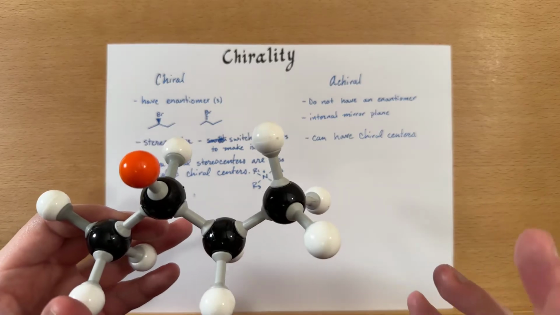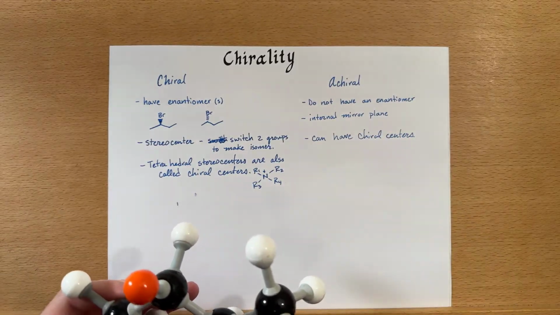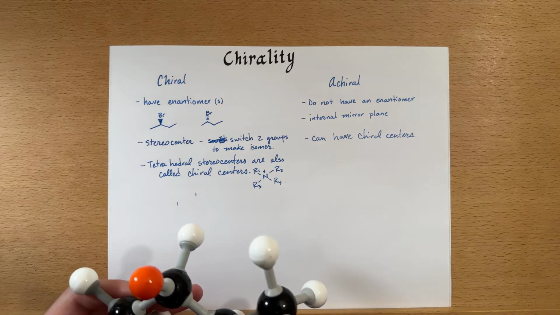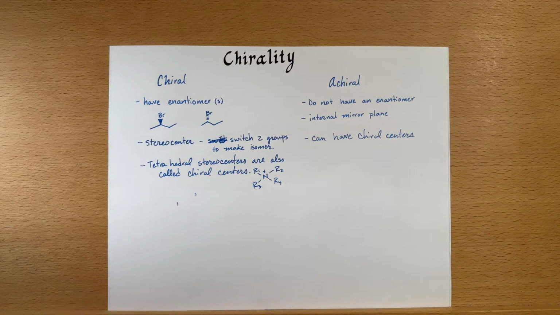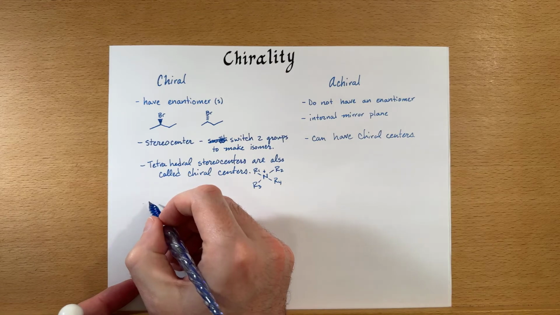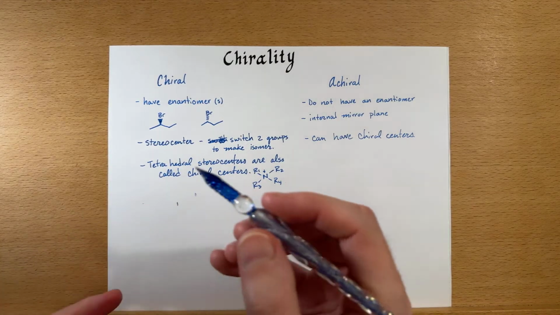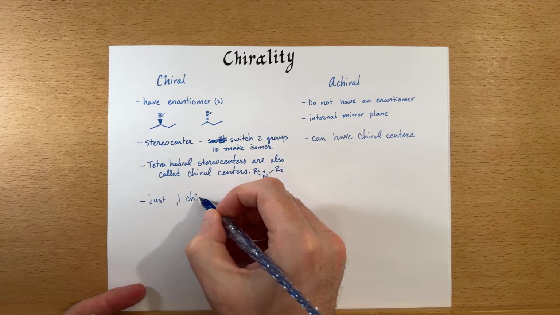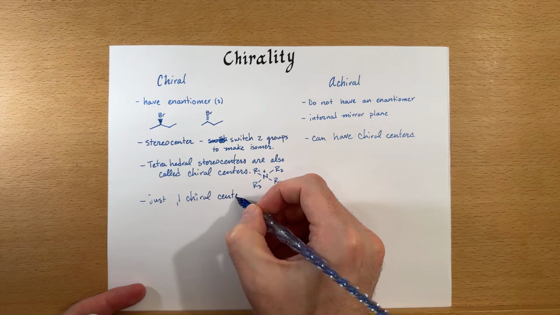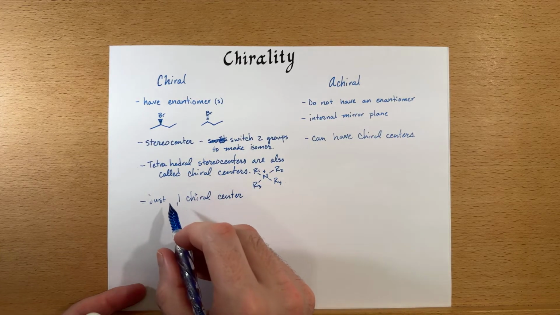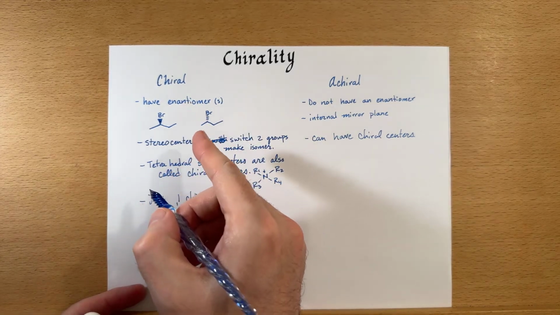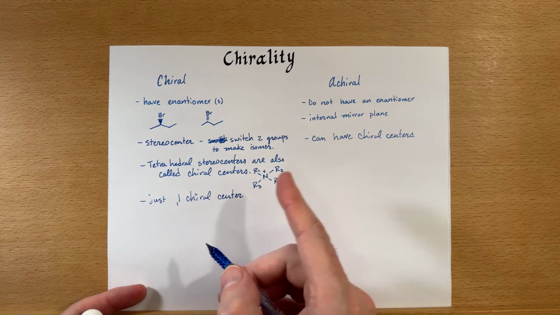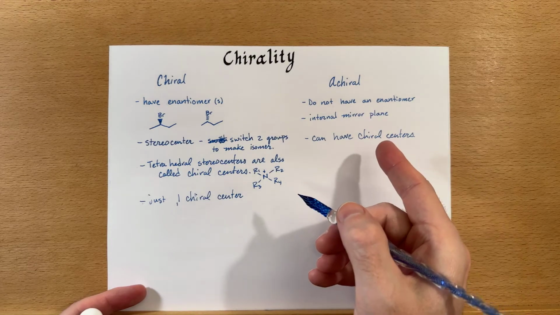Now, I mentioned that an achiral molecule can have a chiral center or multiple chiral centers. It can't have just one. If it has just one, it will be chiral. So I should write that down over here. If it has just one chiral center, it will be chiral. It can have multiple chiral centers and be chiral, but it can have multiple chiral centers and be achiral.